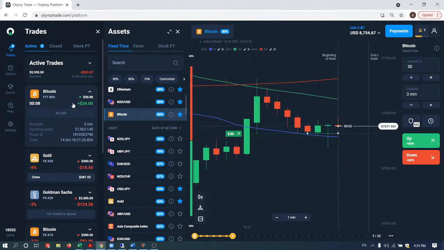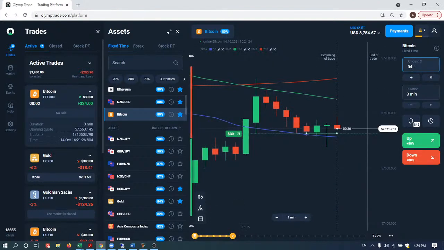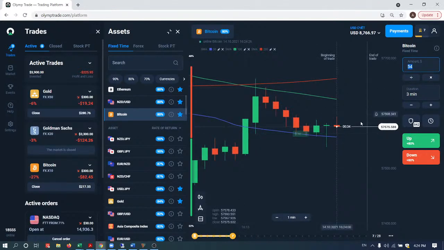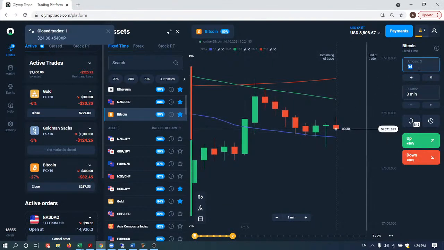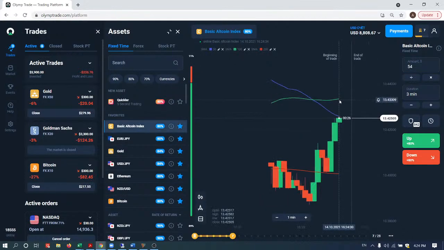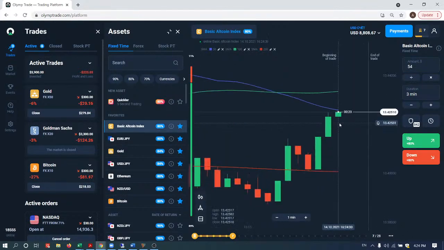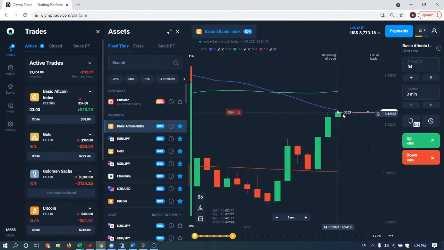Let's see. And I will now show you how the reverse martingale principle is applied. So to my next trade, I've added $24 in profits, and now my next trade will be in the amount of $54. And yes, I can make a trade in the downwards direction on basic altcoin index.